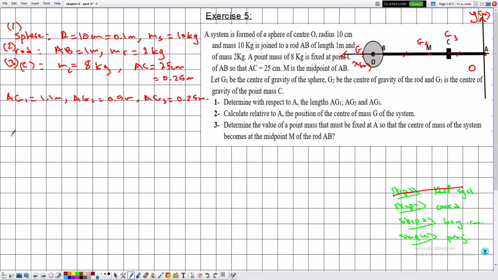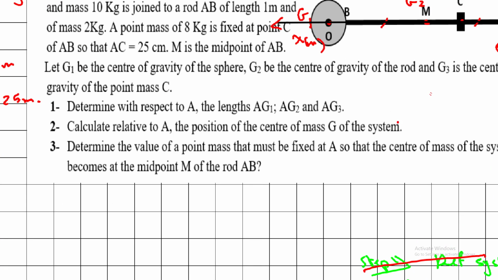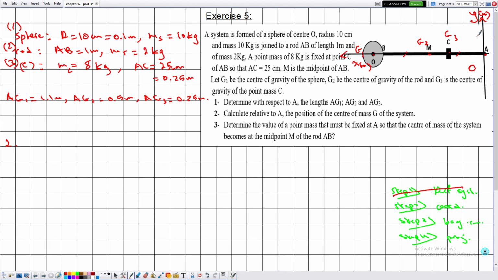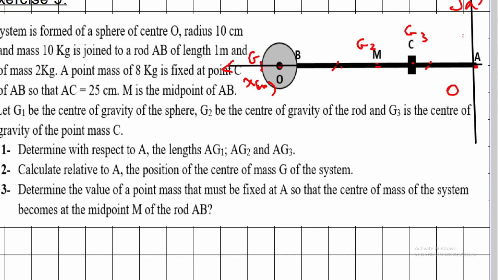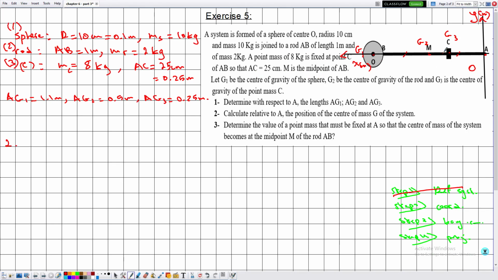Now in part 2, they are telling me to calculate relative to A the position of the center of mass G of the system. This system consists of 3 particles or 3 bodies. They are given by the rod, the sphere, and the particle C, which is fixed at the point C. So in order to determine the center of mass G, we need to follow several steps.